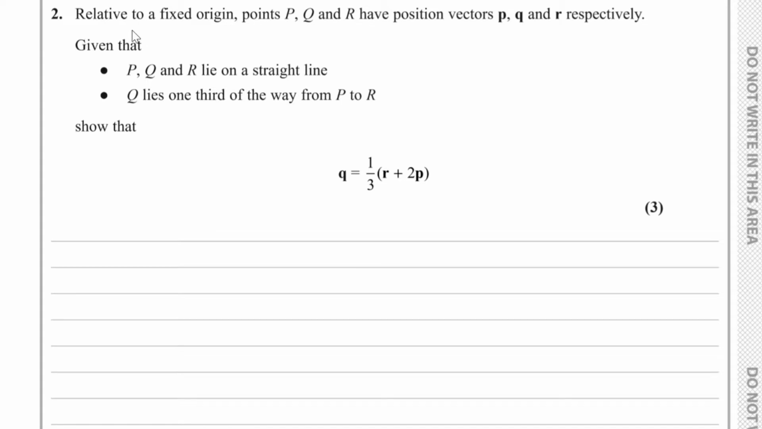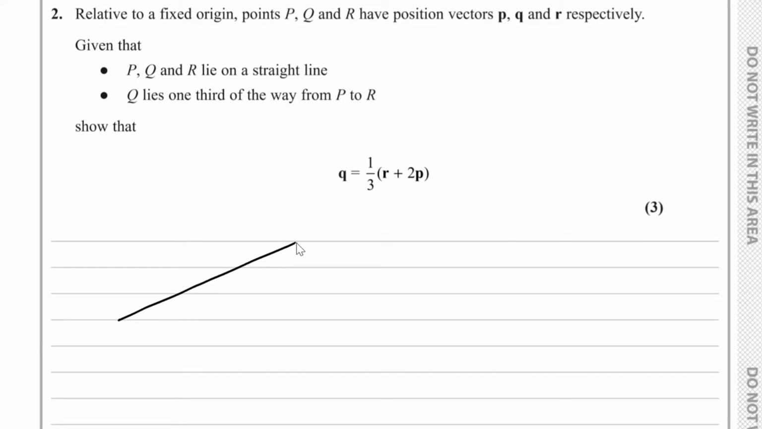Question number 2. Relative to a fixed origin O, the points P, Q and R have position vectors p, q and r respectively, and given that P, Q and R lie in a straight line, and Q lies 1/3 of the way from P to R, we have to show that q is equal to 1/3 of r plus 2p. So it will be a good idea to first of all sketch the situation.